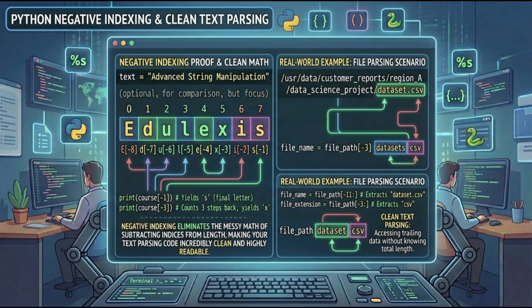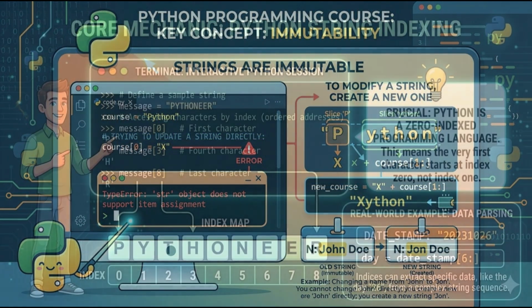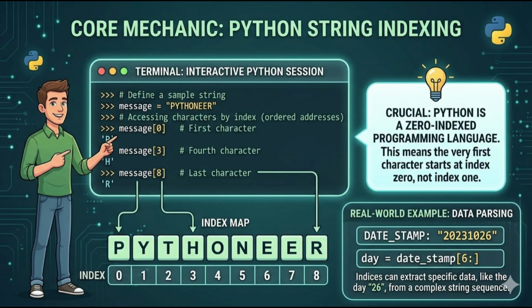Before we manipulate text, let's establish exactly what a string is under the hood. In Python, a string is an ordered sequence of characters. Whether you wrap your text in single quotes or double quotes, Python treats them identically. When I write Edulexis, Python creates an immutable sequence object in memory, reserving a sequential block where every character has a precise, unchangeable location. Let's look at how Python tracks these locations.